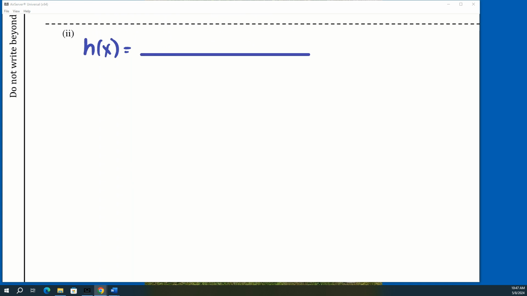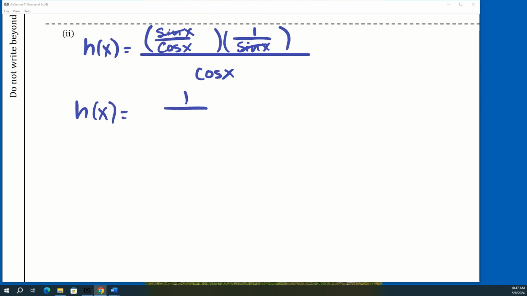So how can I write tangent using sine and cosine? Good job. Sine of x over cosine of x. What about cosecant? 1 over sine of x. And then cosine is already cosine, so we're going to leave the denominator just like it looks. All right, what's going to happen to those sines of x's? They're going to cancel because you're multiplying, and there's one in the numerator, one in the denominator. And so h of x is going to be 1 over cosine of x over cosine of x.